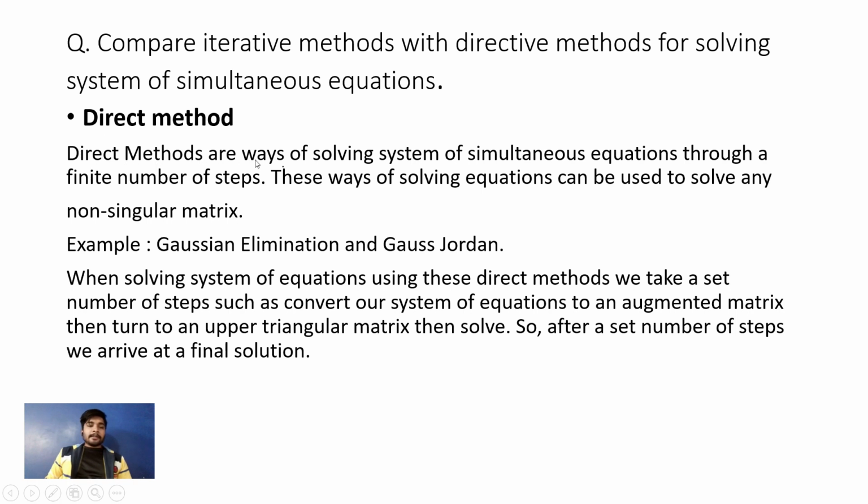Direct methods. Direct methods are ways of solving a system of simultaneous equations through a finite number of steps. These ways of solving equations can be used to solve any non-singular matrix. Examples are Gaussian elimination and Gauss-Jordan methods. When solving a system of equations using these direct methods, we take a set number of steps which convert our system of equations to an augmented matrix, then turn it to an upper triangular matrix, then solve. So after a set number of steps, we arrive at a final solution.